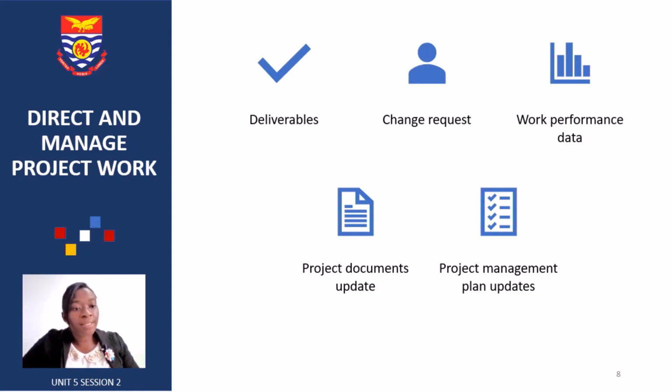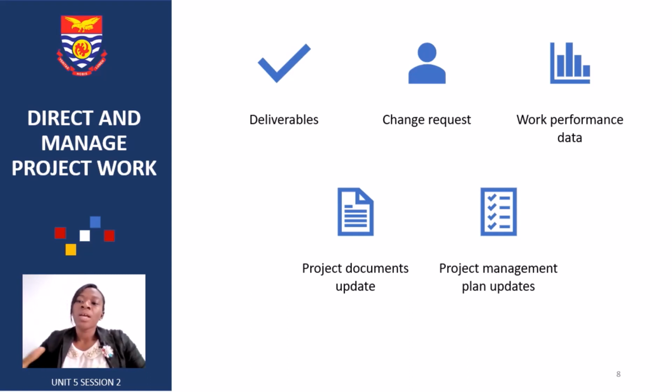So in a clear sense, when we're looking at deliverables, these are unique and verifiable products or results or capability which you would actually perform and is required to be produced to complete the process or phase of the project. And we have the change request. We made mention that there will be requests to change this, change that, and all those things.